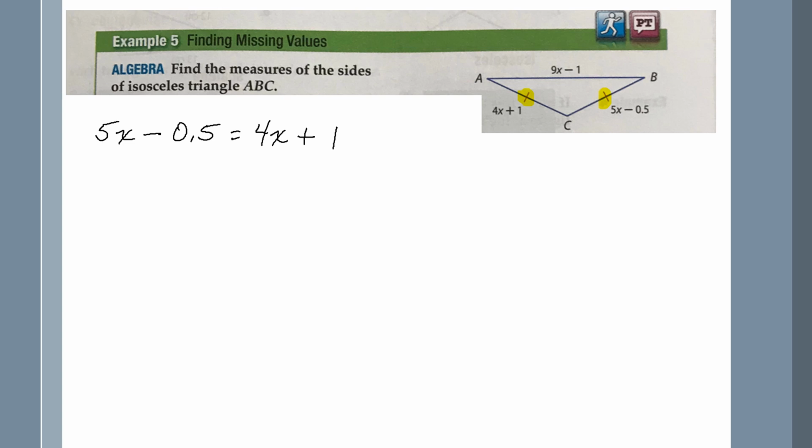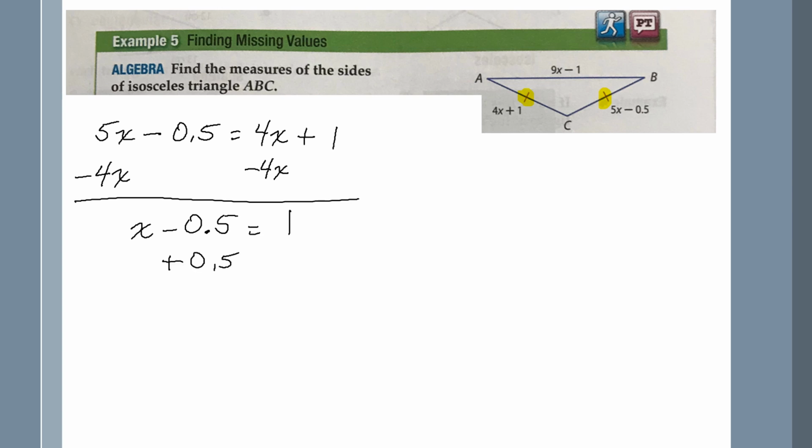So I'm going to subtract 4x from each side. And I'm going to get x minus 0.5 equals 1. Now I'm going to add 0.5 to each side. And I find out that x is equal to 1.5. So here's a good time to take out a calculator and do a little work, right?